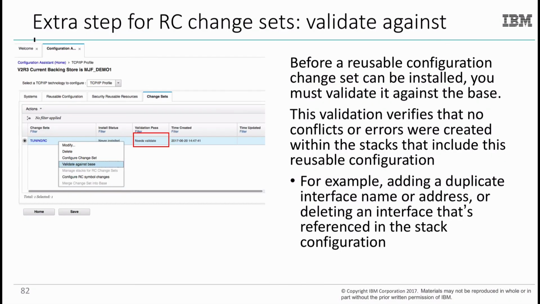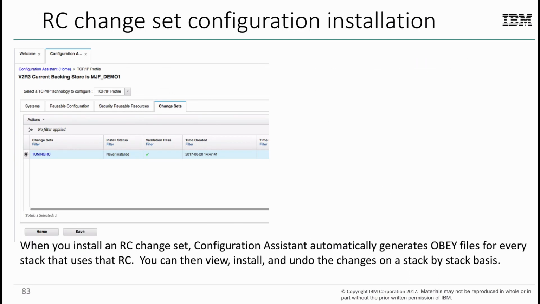With reusable configuration change sets, there's an extra step. It has to be validated against the base, because just like when you do a reusable configuration, you shouldn't be allowed to create configuration that can cause conflicts. For example, if in a change set you do something that causes a duplicate name. So after you edit a reusable configuration change set, you need to validate it against the base, which you do by simply either pulling down Actions, Validate Against Base, or right-clicking on the change set and doing Validate Against Base. That will verify that your changes aren't going to cause any conflicts or errors with the base.